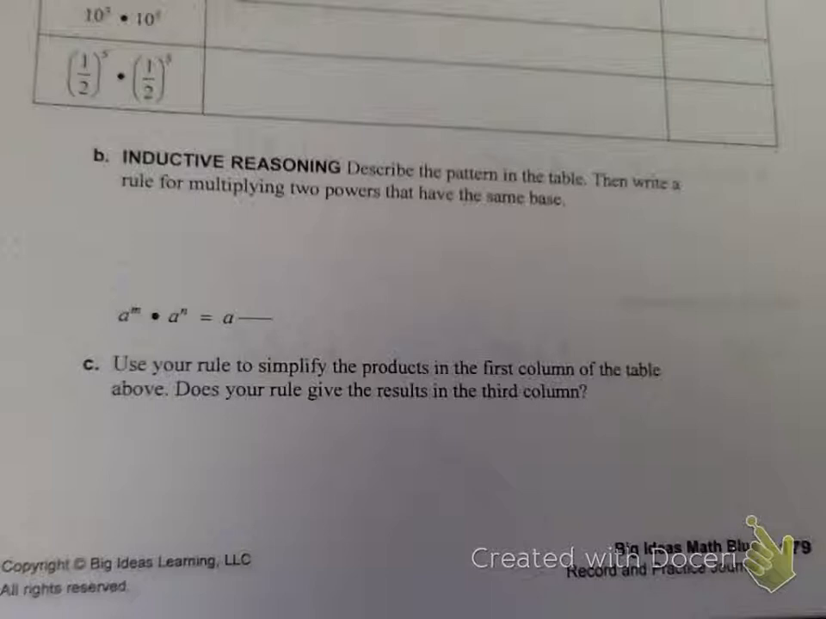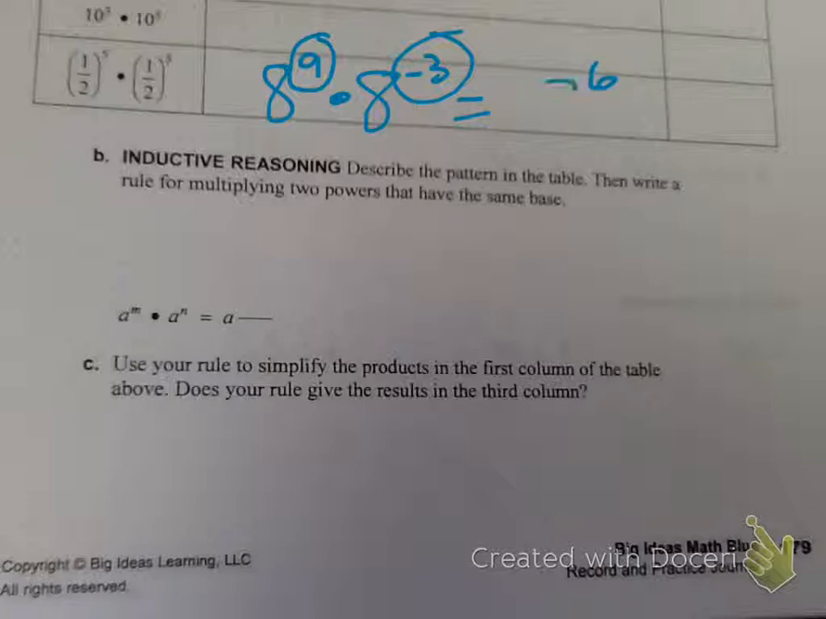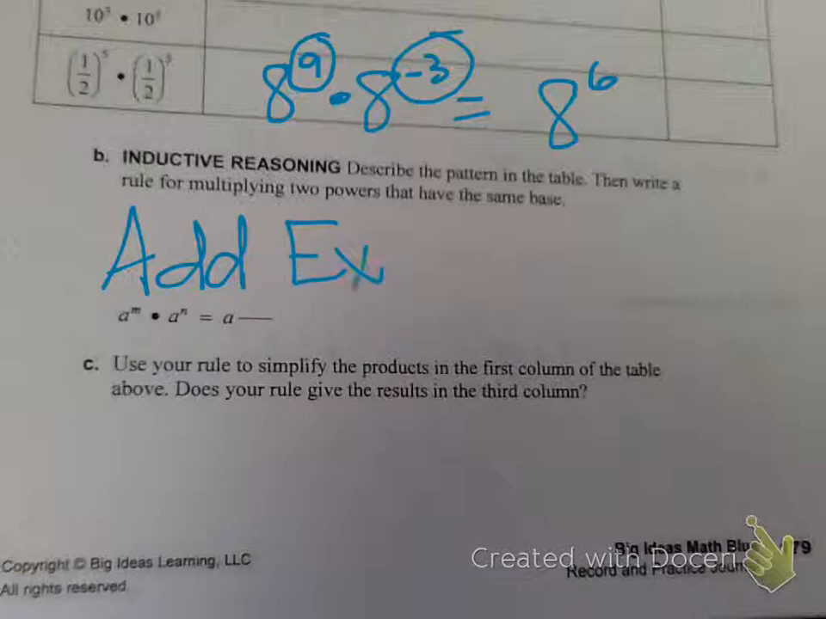Now, I do have one thing that I want to go over with you that's not an example. If you had 8 to the 9th power times 8 to the negative 3rd power, we continue our pattern. We keep it exactly the same. We add the exponents up. 9 plus negative 3 is 6. So we would have 8 to the 6th power. So when you're multiplying, all you do every single time is add the exponents.